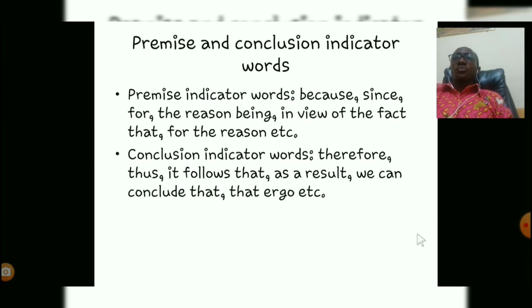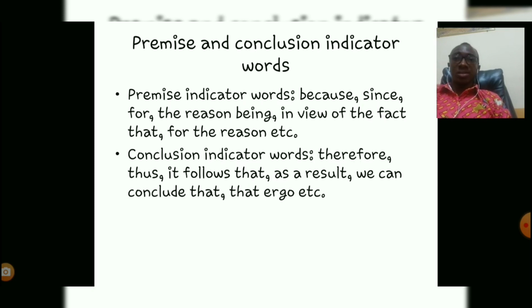Now, we have established that an argument has two parts, the premise and the claim or the conclusion. And you should be able to identify a premise from a claim. Premises are the reasons, and the claim is what you want people to believe or accept. However, it's not always easy to identify a premise from a claim.